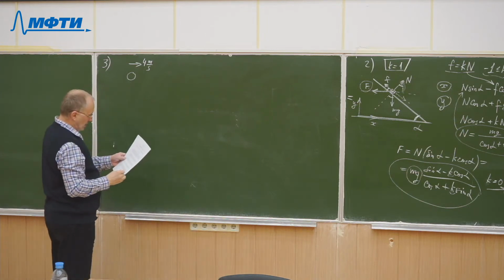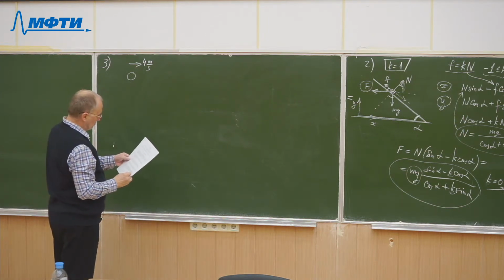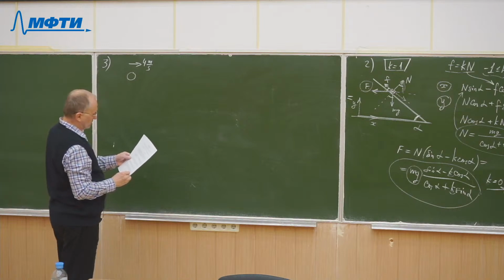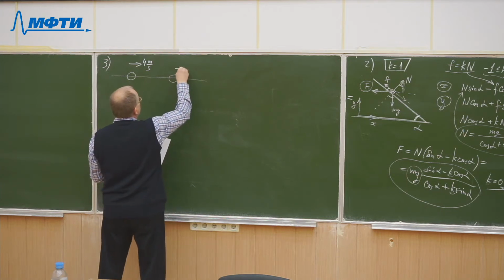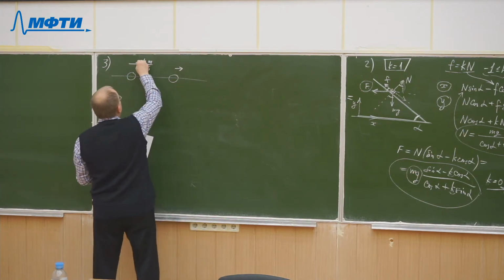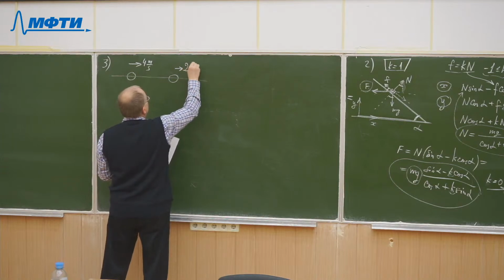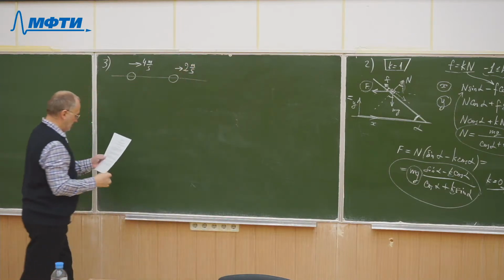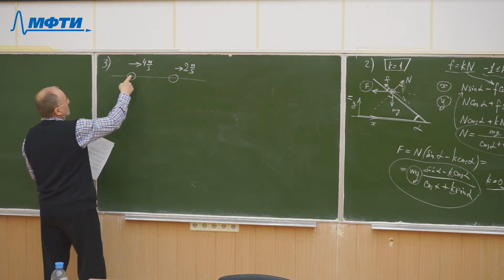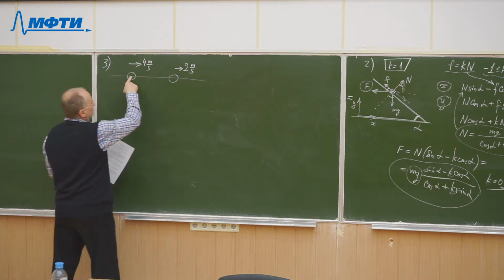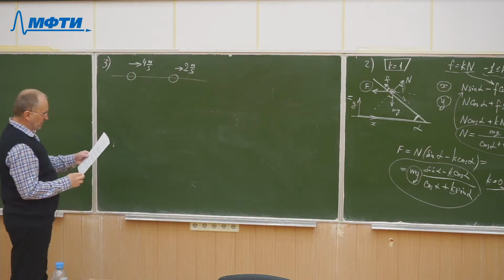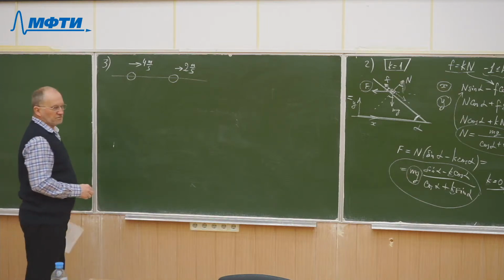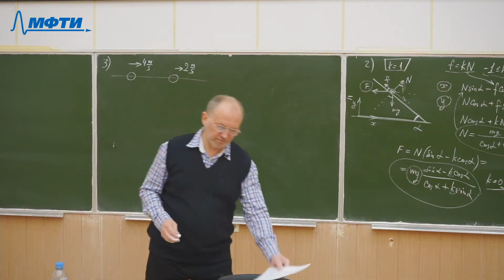And it catches up with the similar body moving along the same line at a speed of 2 meters per second. So on the same line, a similar body moves at a speed just half the speed of the first body, just 2 meters per second. Certainly, at some moment in time the first body will collide with the second body. Determine the speeds of the bodies after an absolutely elastic central impact, after an absolutely elastic collision.